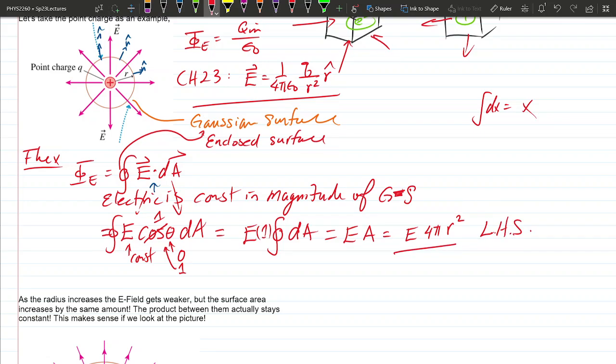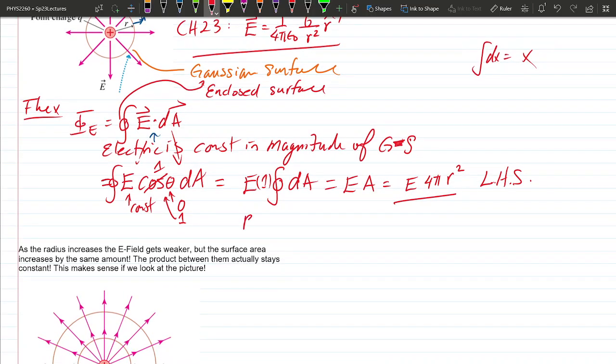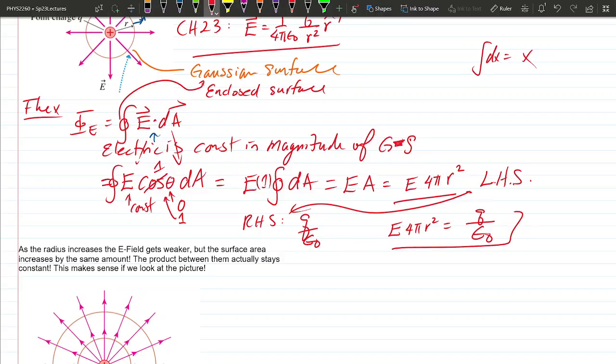The right-hand side of Gauss's law, this is LHS, this is RHS, is just the amount of charge that's inside my sphere divided by epsilon naught. The amount of charge I enclose, since I only have one charge, is just Q, and then you have to divide by epsilon naught. Equating the left-hand side and right-hand side, that means E, the electric field strength, times 4 pi r squared is going to be equal to Q divided by epsilon naught.